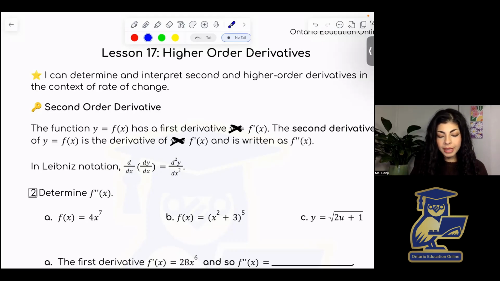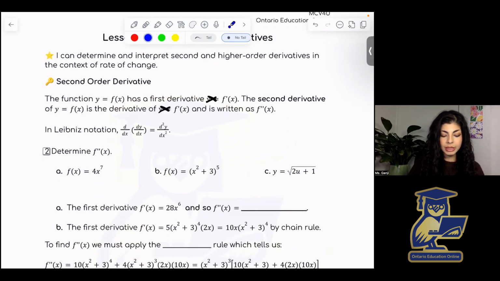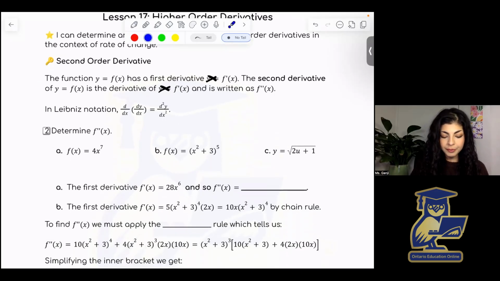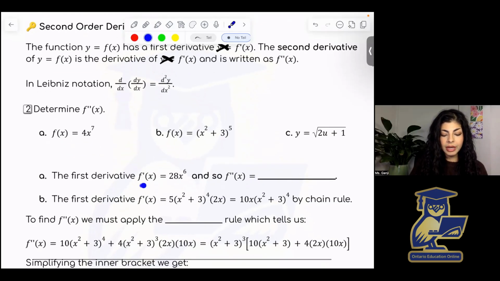So now let's see some examples of what that might look like. I have 3 examples here, and we're going to see how all the properties of derivatives that we've learned so far are going to be applied here. Consider our first function, f of x is 4x to the power of 7. We know that the first derivative is f prime of x, which is 28x to the power of 6.